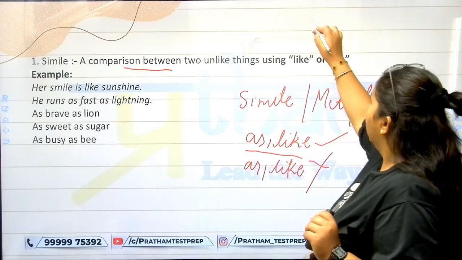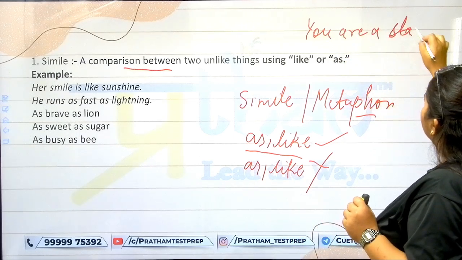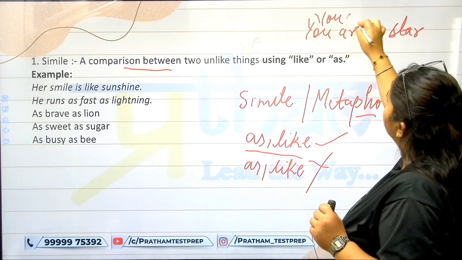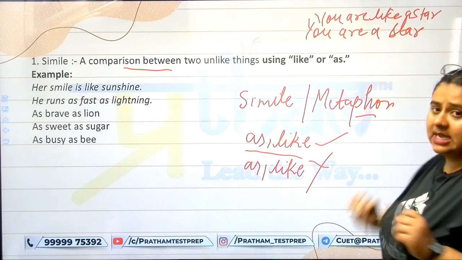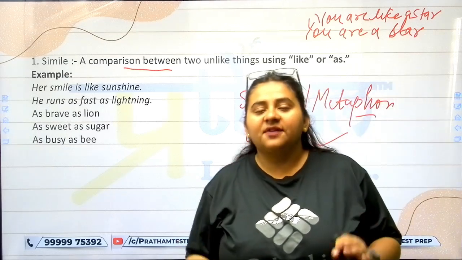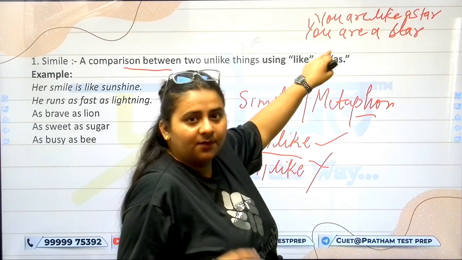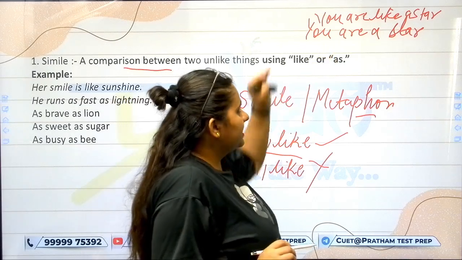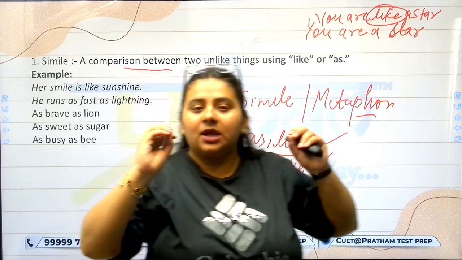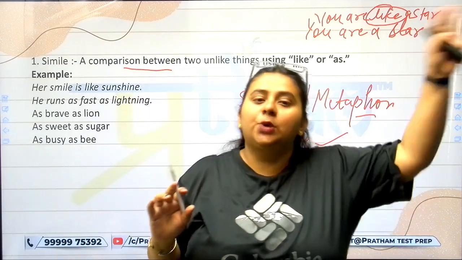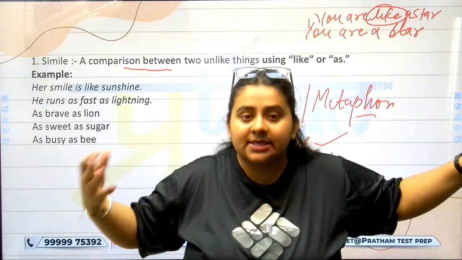Let's say I say, you are a star, and then I write, you are like a star. Can I say that both of my sentences are the same, that there is no difference in the meaning? What sense is delivered by the first one is the same as delivered by the second one. The only difference is that in the second one I have used like, which makes it very clear that I am comparing you to a star, that your qualities and nature resemble a star.